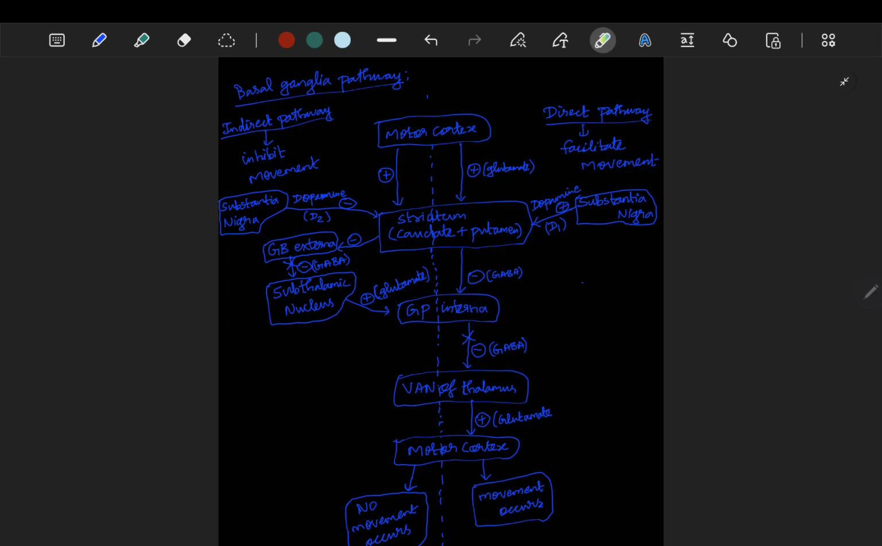This is the direct pathway. The indirect pathway inhibits movements. How does this occur? Normally the globus pallidus interna is stimulated by the subthalamic nucleus, but the subthalamic nucleus is inhibited by the globus pallidus externa.